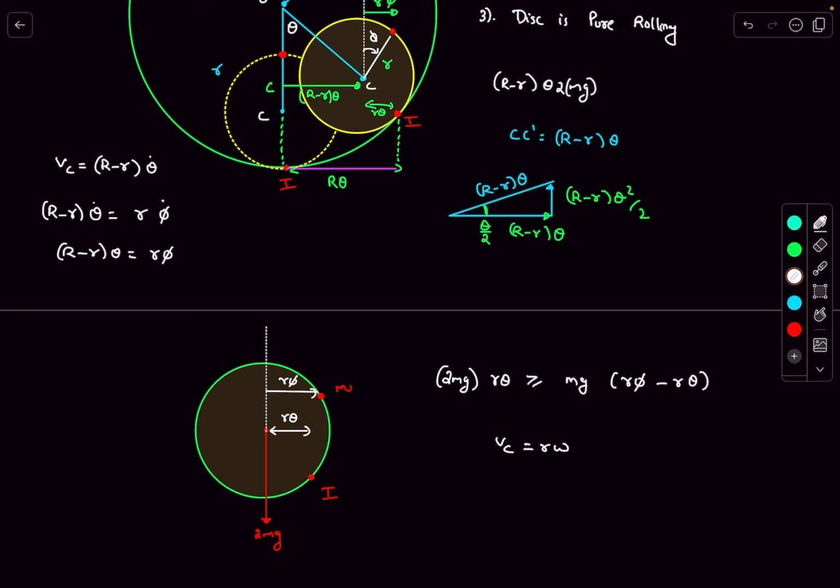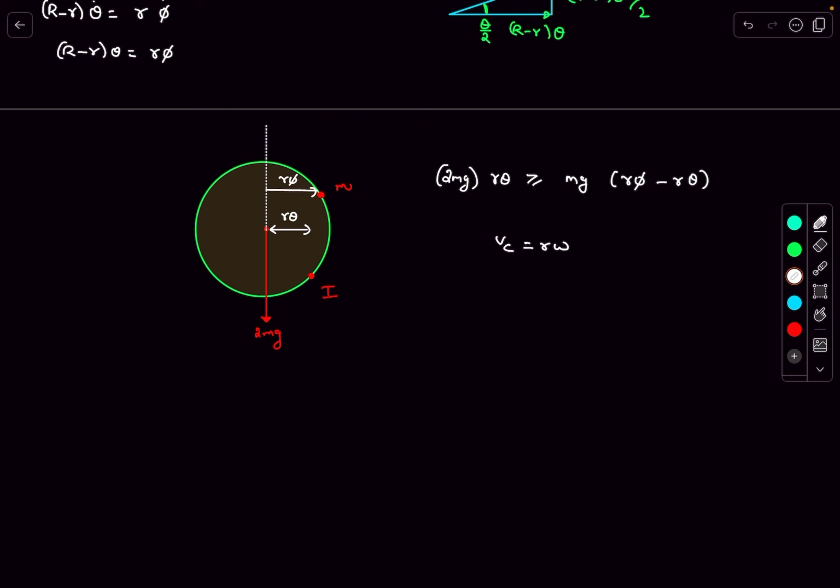So capital R minus small r times theta is small r times phi. This relation is not based upon any approximation. This is an exact relation. Now we can substitute phi over here, and we can cancel out the mg's.